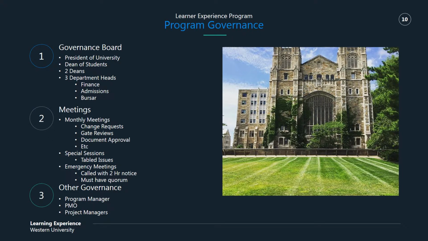Moving forward into our program governance, of course, our governance board will be comprised of the president of the university, the dean of students, 2 deans that are yet to be determined, 3 department heads, which will consist of our finance department, our admissions department, and our bursar's office. For our meetings, we need to set up monthly meetings. During these monthly meetings, we'll go over change requests, phase gate reviews, document approval, and many other things that will comprise our normal monthly meetings.